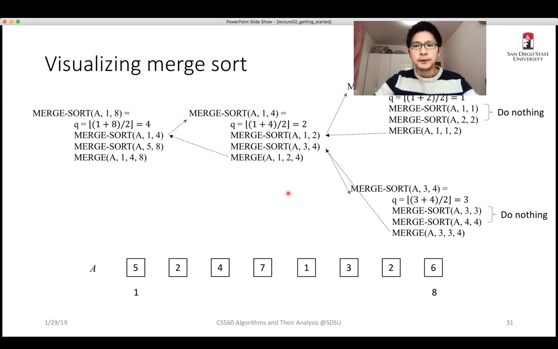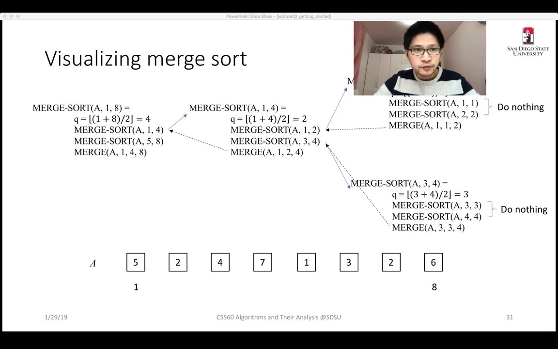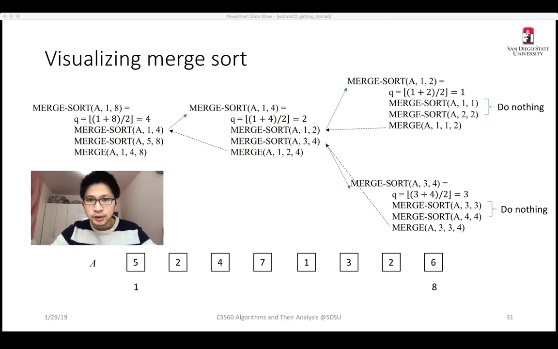Actually, I should remove the camera here so you can see. So this is the whole process. Actually, it's just a part of the recursive calling of merge sort on a short example that has 8 elements.